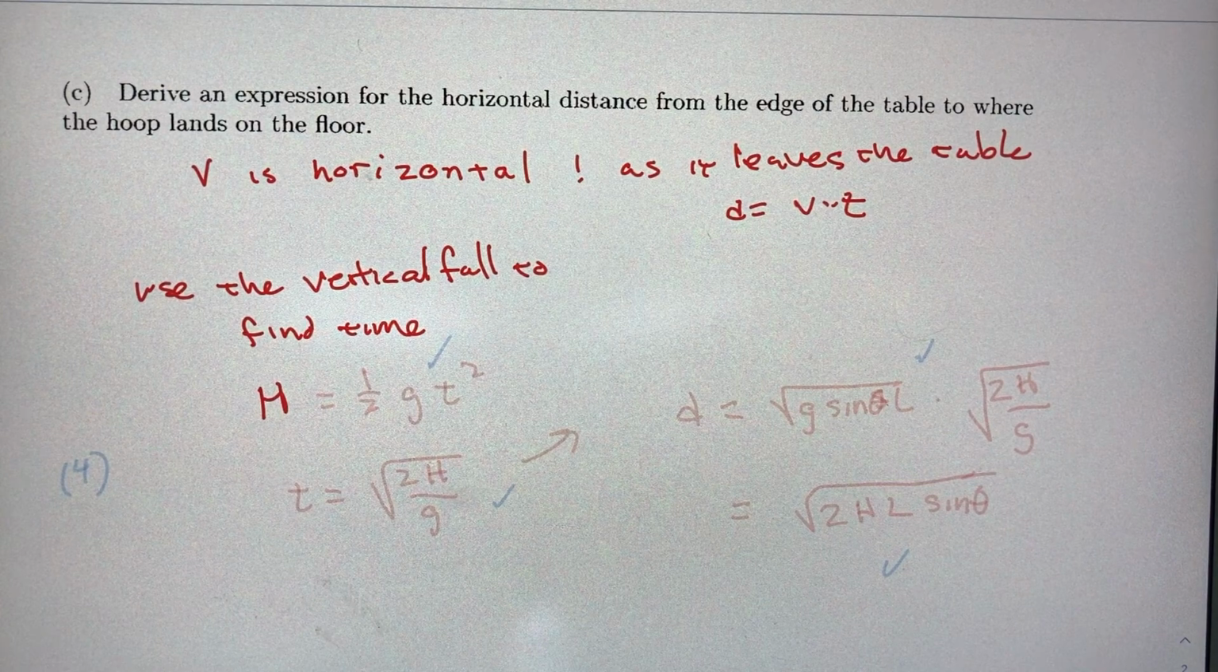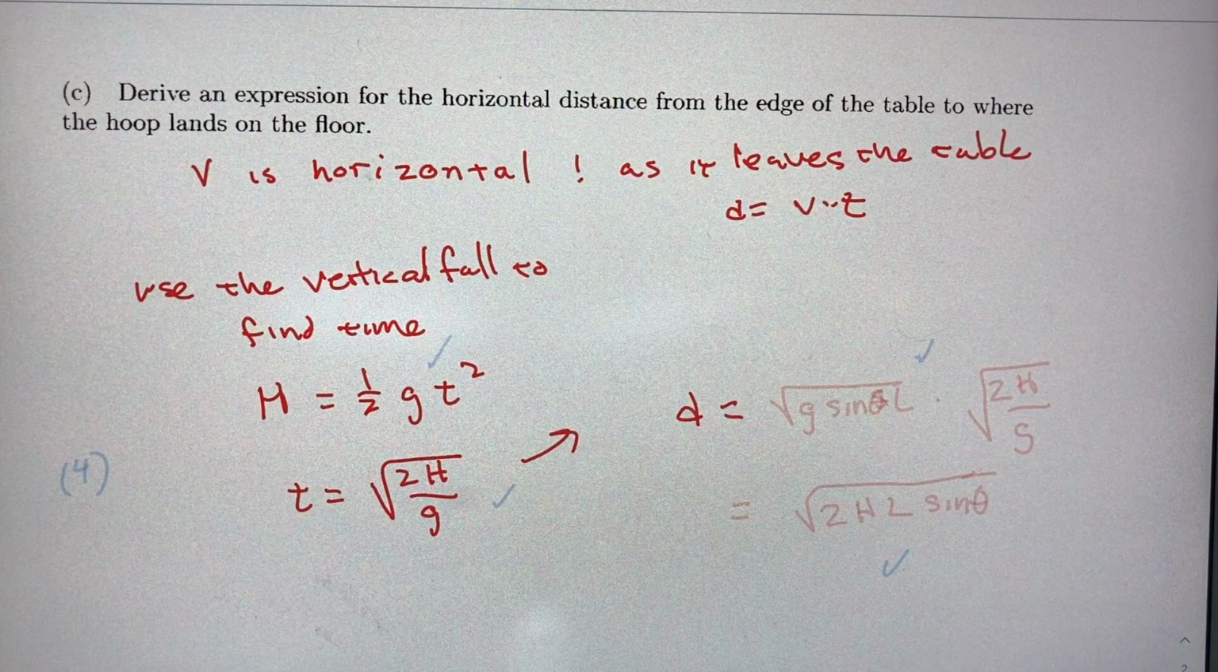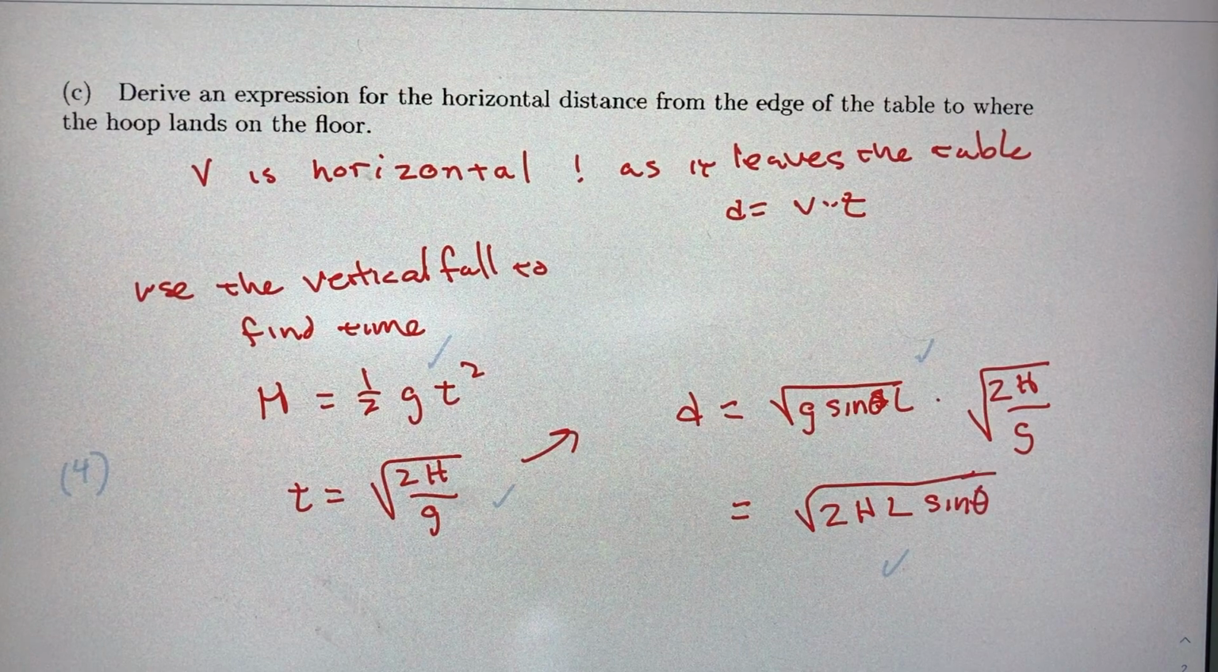It falls a distance of capital H. We have done this several times. Stuff that in. D is going to be square root of g sine theta L times square root of 2h over g. Oh, the g's cancel. So you have a nice horizontal distance. All right.